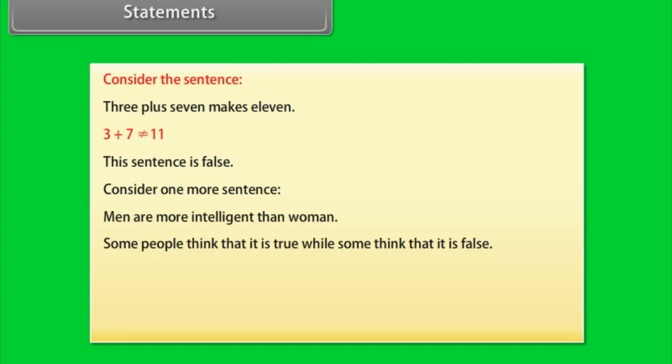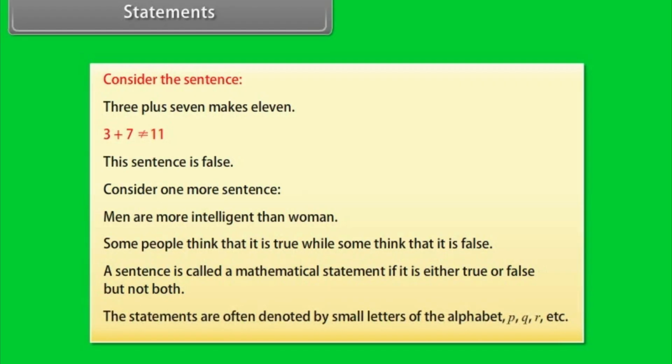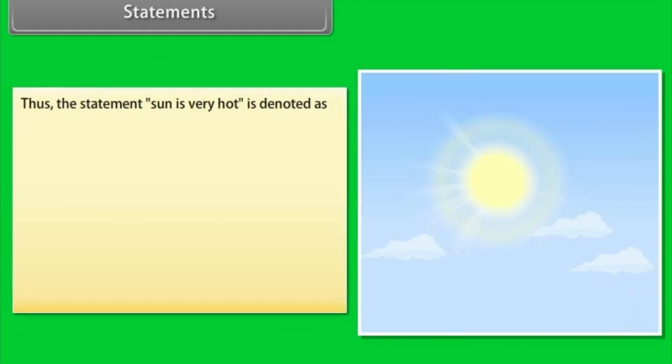Now we define a mathematical statement. A sentence is called a mathematical statement if it is either true or false, but not both. The statements are often denoted by small letters of the alphabet, P, Q, R, etc. Thus, the statement "Sun is very hot" is denoted as P: sun is very hot.